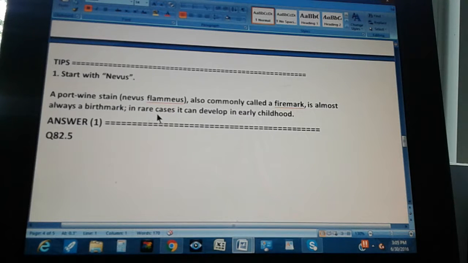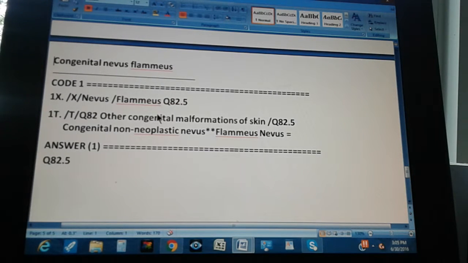With all these tips, you should be able to give us the path, how we got to the answer. We're going to count to 3 so you can pause the video and give us the path. 1, 2, 3. This is the summary of the whole problem. The diagnosis is a congenital nevus flammeus. There's only one code, and the code through the index is found like this. First you go to the index. Then you go to nevus, then to flammeus, and you find Q82.5, the code right next to flammeus.